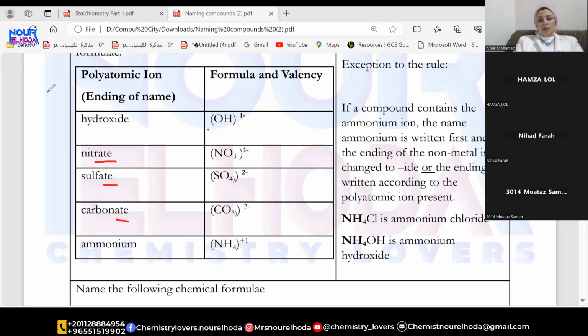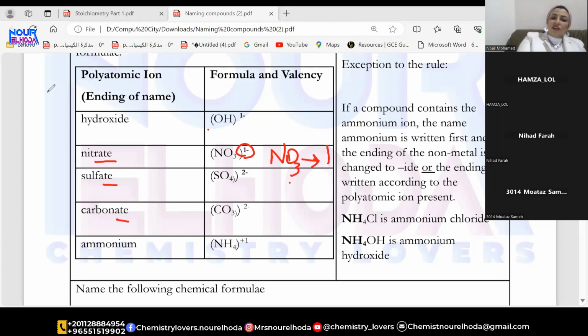Let's check how we will do it. If I want to write nitrate, you need to know this. If you don't know it, you need to memorize these. The formula of nitrate is NO3. What's the valency? 1. Because it's written here in the charge, -1, this is the valency. This is the number that we put down before you swap. I will show you now how.